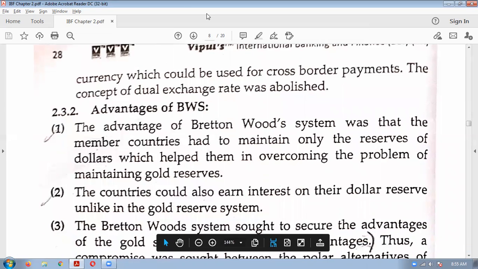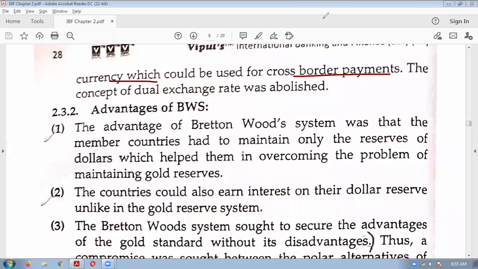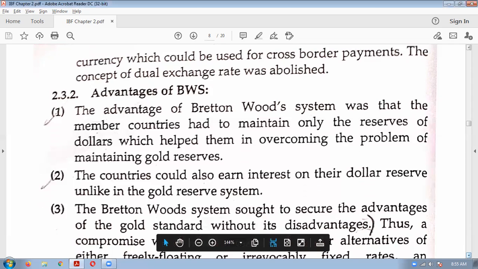Okay. So vehicle currency means a currency which could be used for cross-border payments. So if you are traveling to some other country, which currency you have to take, that is known as vehicle currency. Or for imports, exports, trade, etc. You have to convert rupees into dollars, and then only you can take that. Because rupee will not be accepted by any other countries. Okay. Except Nepal and some countries, Indian rupee will not be accepted by any other countries.